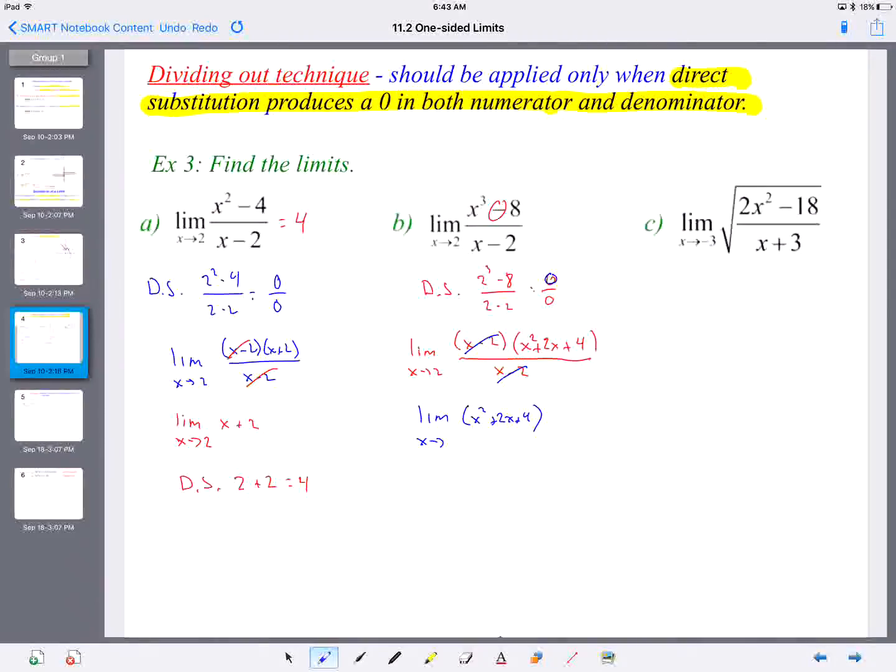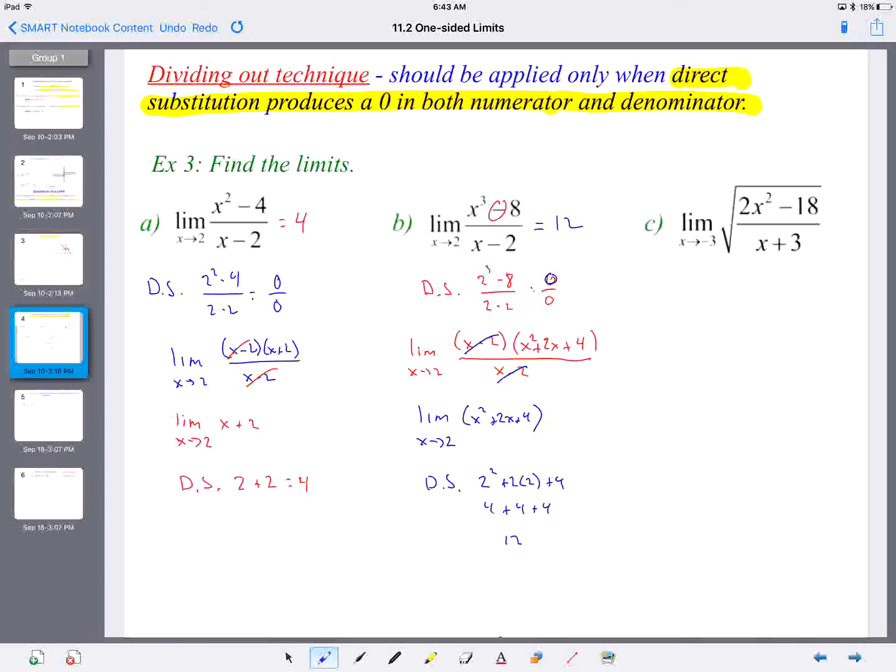Once again, there was a hole in the graph, that's why it was undefined. And now we can do our direct substitution again now that we've canceled that common factor. So 2 squared plus 2 times 2 plus 4. Get a bunch of 4's here. 4 plus 4 plus 4 gives you 12. And so once again, that's how you use the divided out technique.